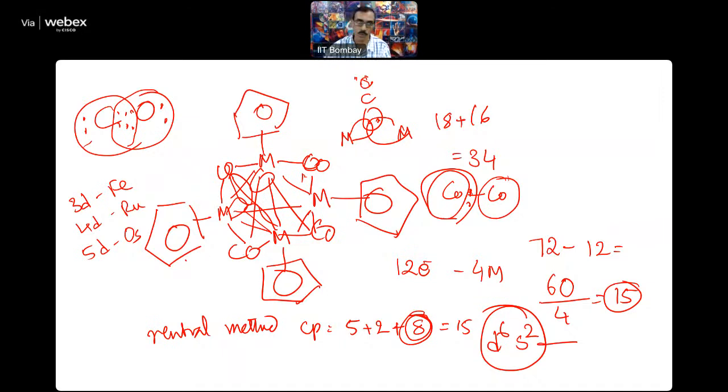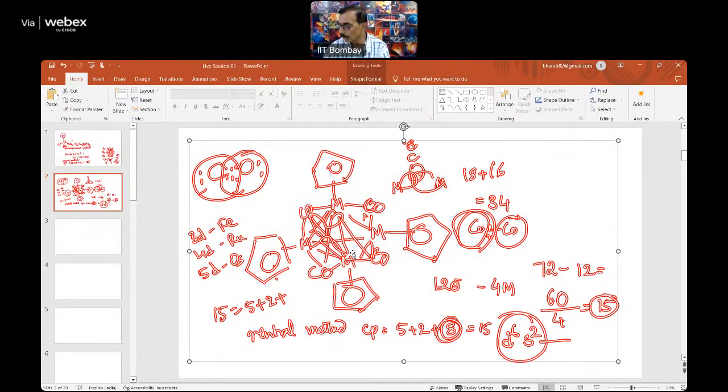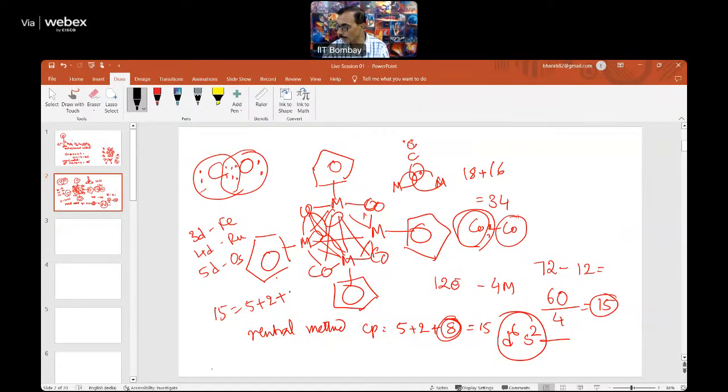Now the ligands are known, Cp is known, CO is known, the unknown entity is just balancing. Metal 15 is known, 15 equals Cp 5, plus 2, plus M, the unknown entity, say M. So now M equals, you can calculate, 8. If you still have doubt, whatever number comes for M, first put s2. Now 6 will be left, d6. So this is what happens. Is it clear?